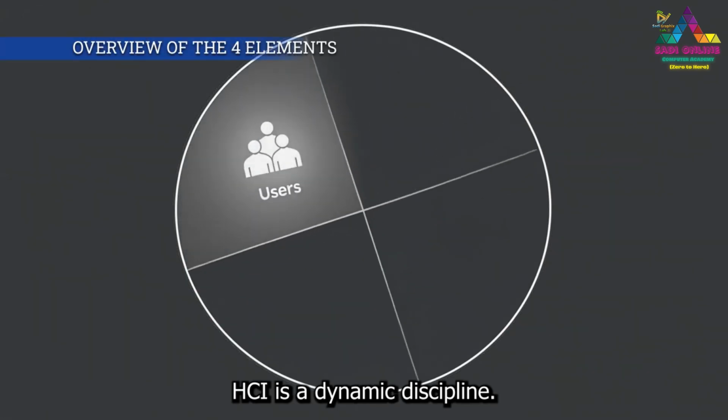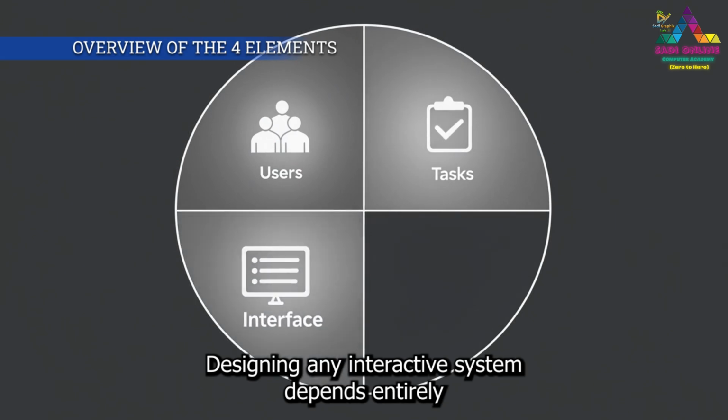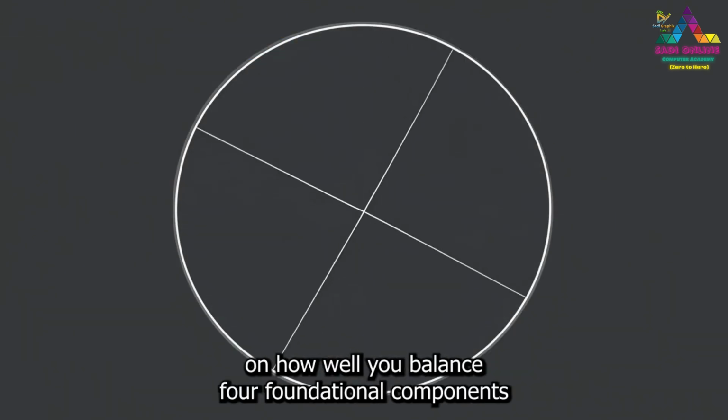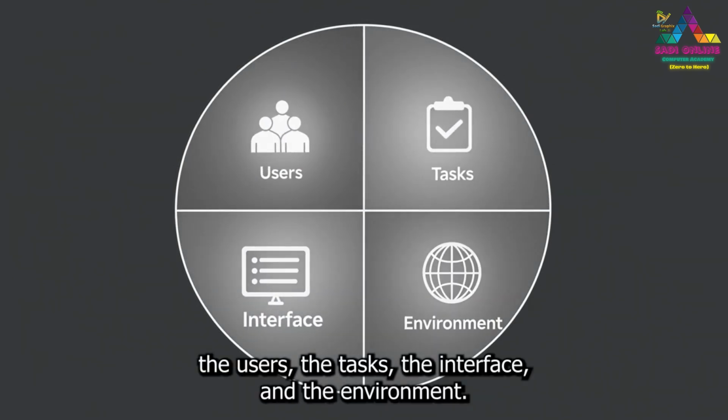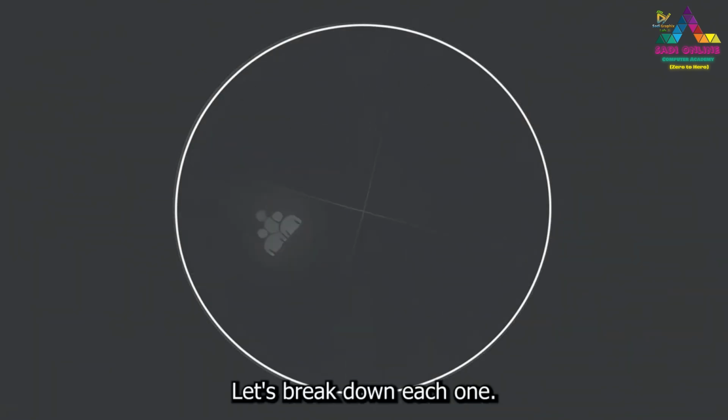HCI is a dynamic discipline. Designing any interactive system depends entirely on how well you balance 4 foundational components: the users, the tasks, the interface, and the environment. Let's break down each one.